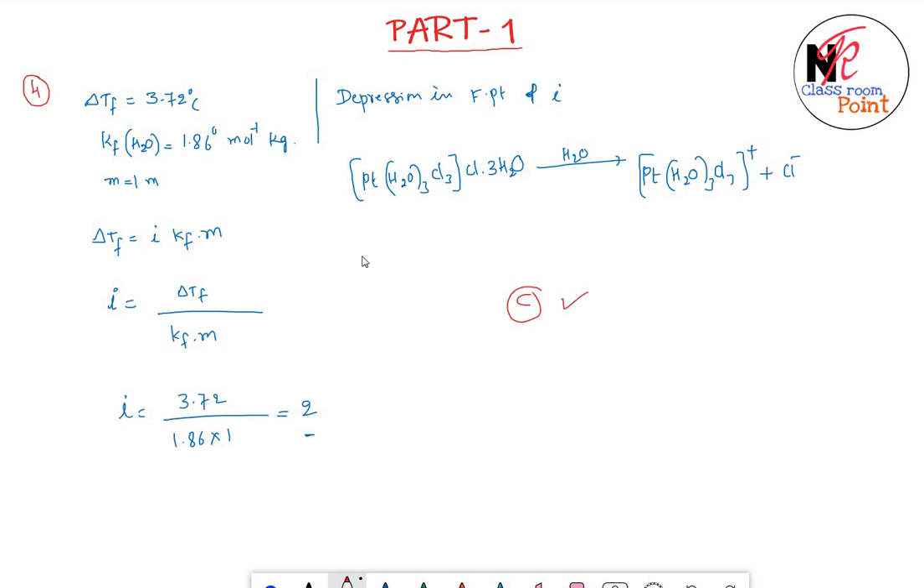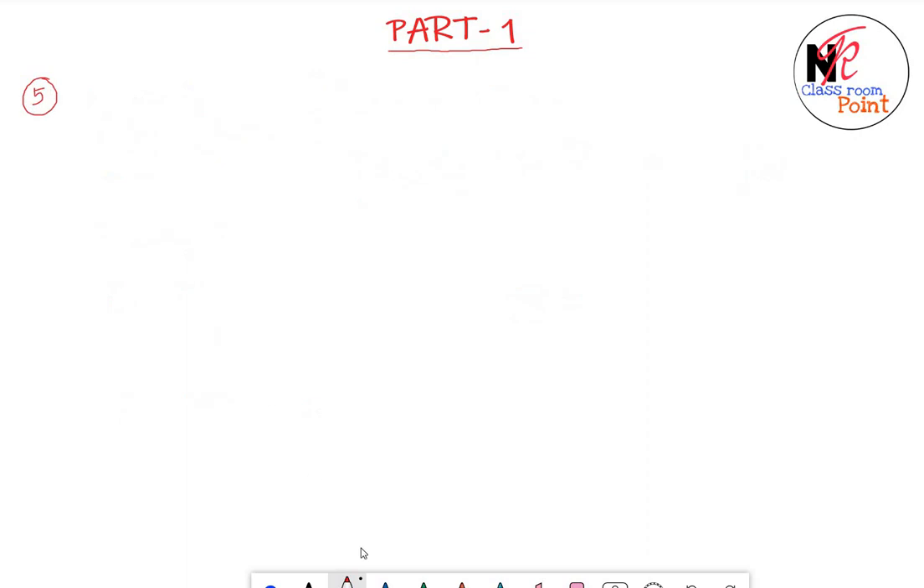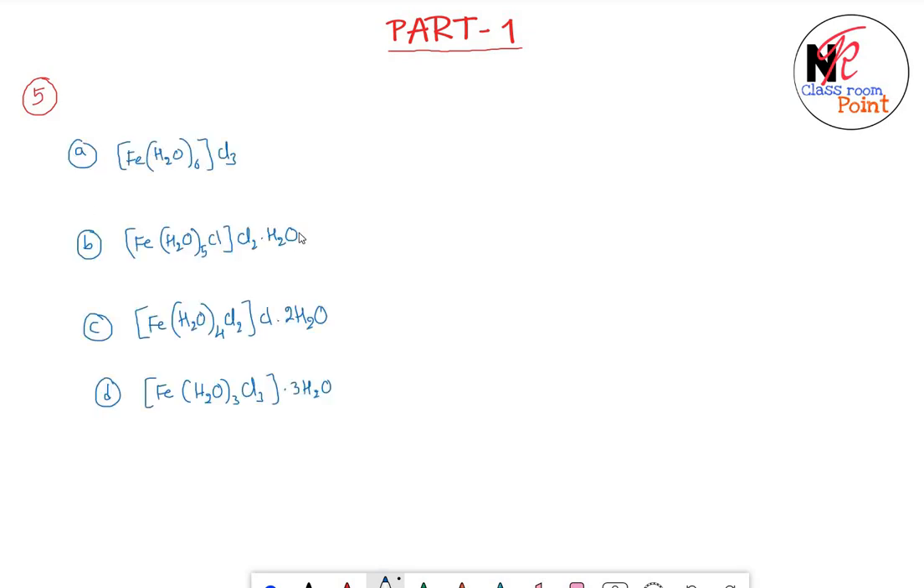Now let us go for another question. In this question, which of the following solutions of 1 molar each will have the maximum freezing point, assuming equal ionization in each case? The given options are the complexes. I'll write the options here. So these are the given options.